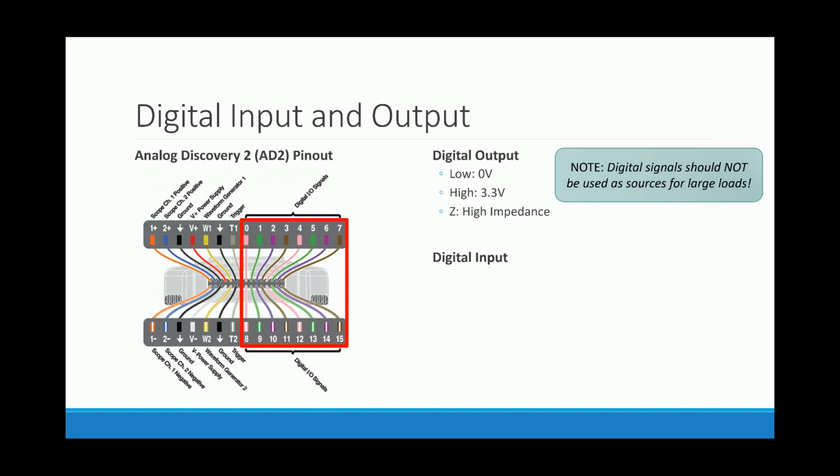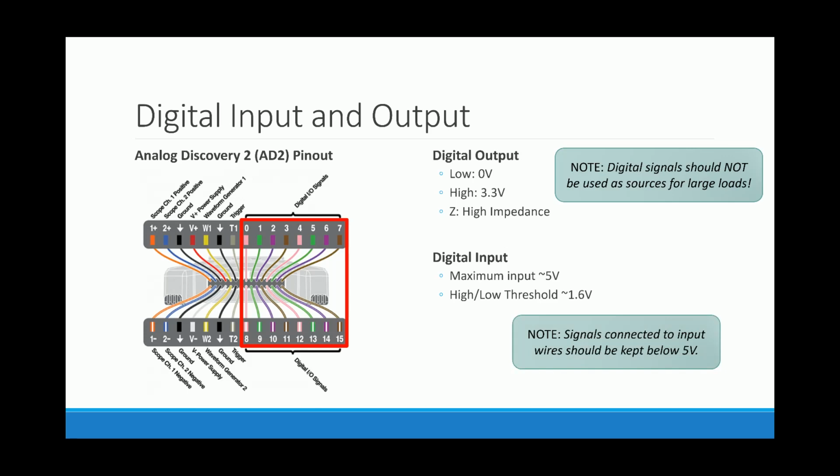When set as input, the wires can be connected to other signals in order to observe whether the connected signal is on or off. The high-low threshold is approximately 1.6 volts, where input signals below this voltage are considered low or off, and input signals above this are considered high or on. Note that you shouldn't have to worry about the peak voltage if your signals are all coming from the AD2, but if you're observing external signals that you've connected to the AD2's digital input, then you want to make sure that you keep these signals under 5 volts.